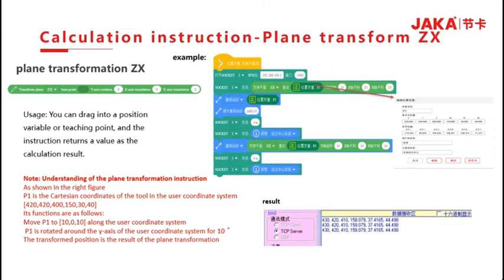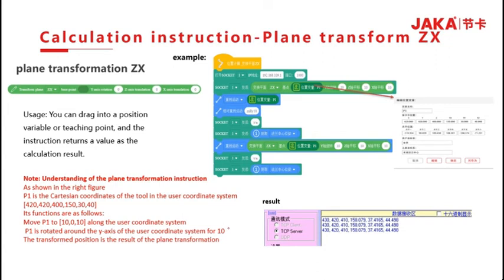Plane transformation ZX. See the example on the right. The socket sends the result of the plane transformation. The robot moves linearly to the P1 position and the robot is below the user coordinate. Make a relative linear motion. The parameters are Z, X, Ly, 10 each. After the motion is in place, the socket sends the coordinate of the center position of the end flange of the robot. Then the robot moves in a linear motion to the result position of the plane transformation. After the robot is in place, the socket sends the coordinates of the center position of the flange.